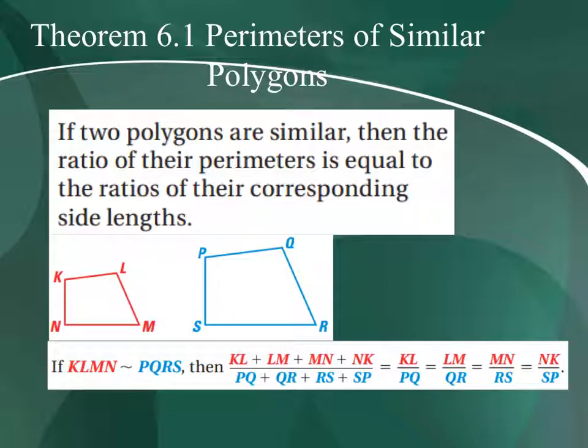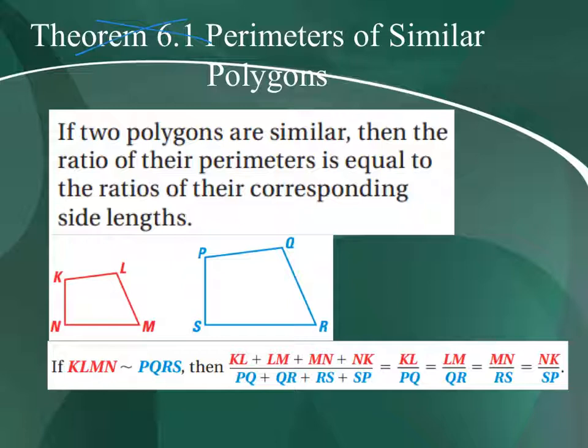So here's our first theorem from chapter 6. Again, you don't need to know that it's called theorem 6.1. Know that it's called the perimeter of similar polygons theorem. So this theorem states that if two polygons are similar, then the ratio of their perimeters is equal to the ratio of their corresponding side lengths.